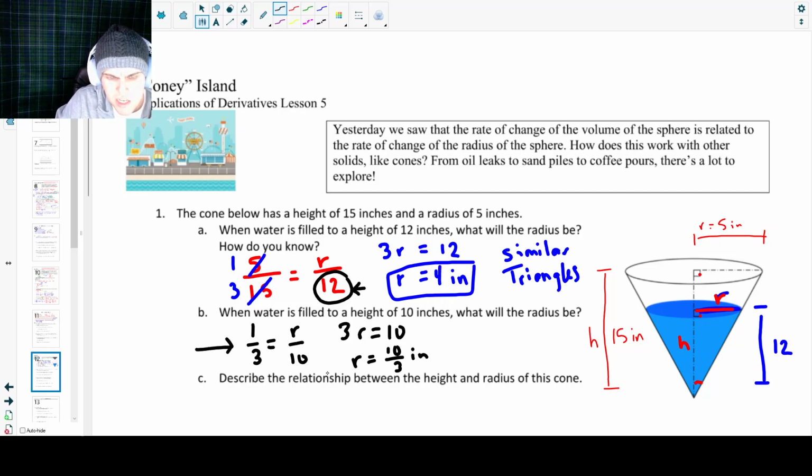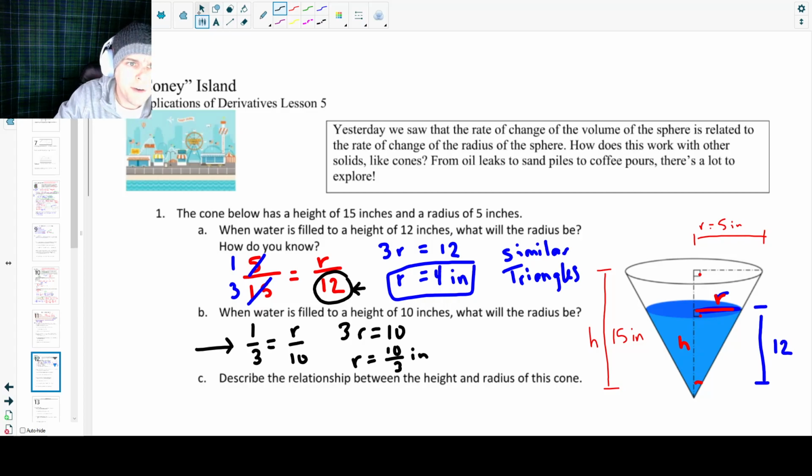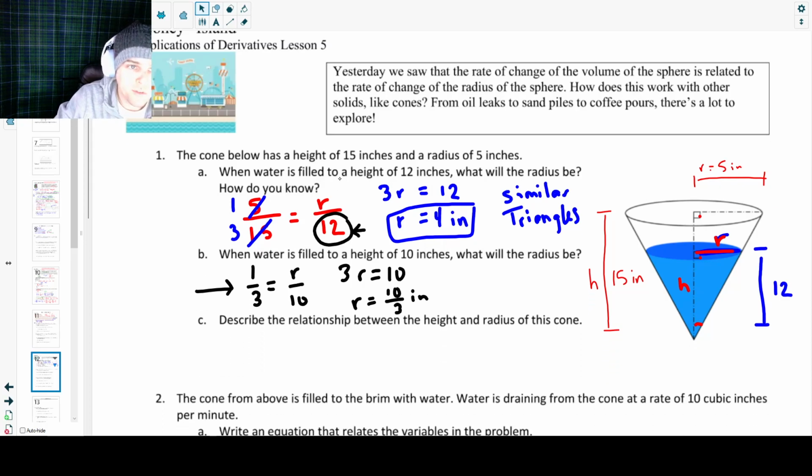The only thing that I'm changing here is the height of that smaller cone, that water level that we're dealing with. All right, now in general, we can express a general relationship between the height and the radius in this situation. We know that the ratio of the radius divided by the height is always going to equal this constant in this problem of 1 over 3. That's our reduced version of 5 over 15.